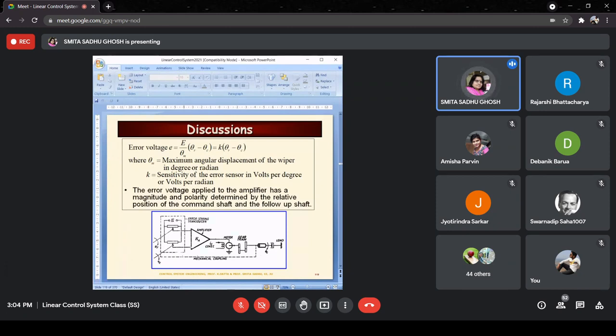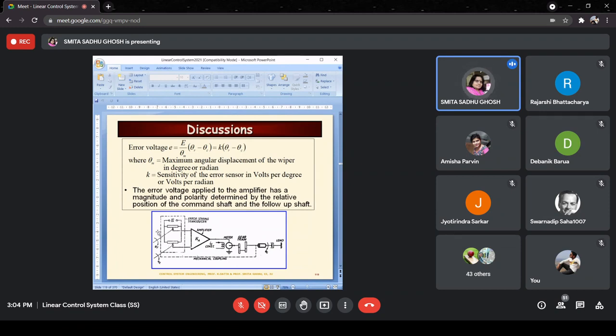So the error voltage applied to the amplifier, that is this one we are referring to, has a magnitude and polarity determined by the relative position of the command shaft and the follow-up shaft. What we are saying is that this is the command shaft or the reference shaft, and this is the follow-up shaft. Why follow-up shaft? Because it is actually following the angular position displacement of the load. So it's called the follow-up shaft.